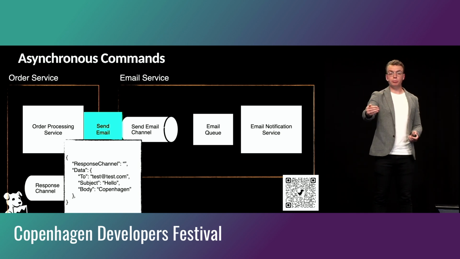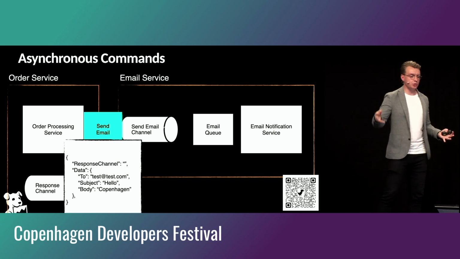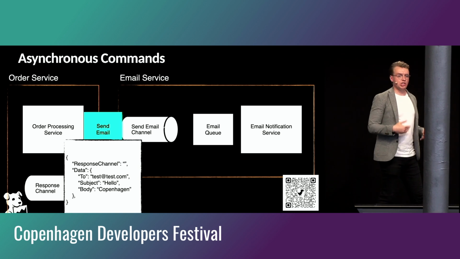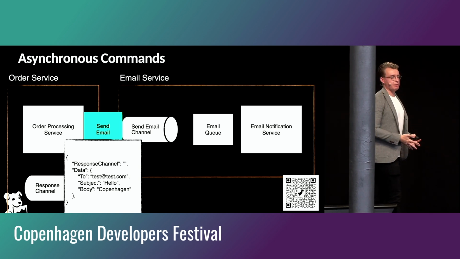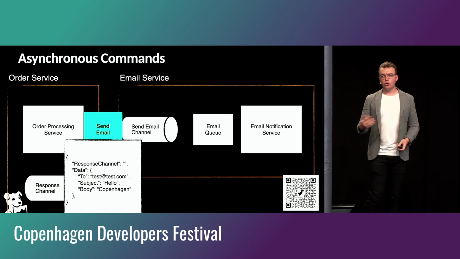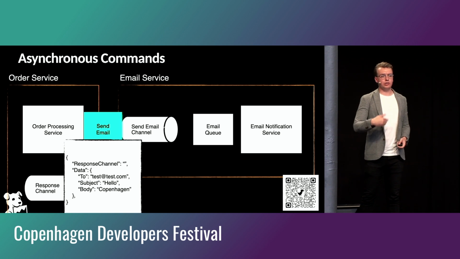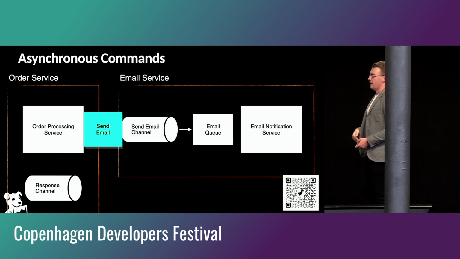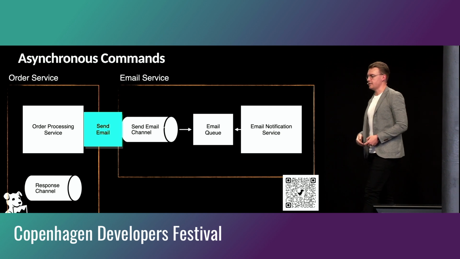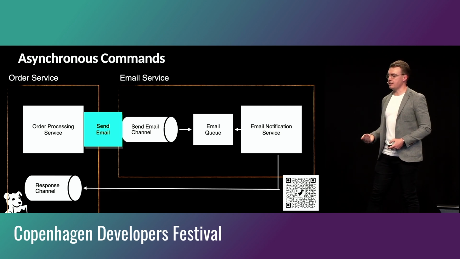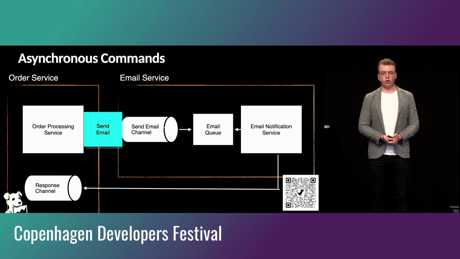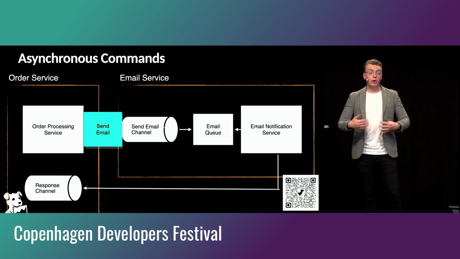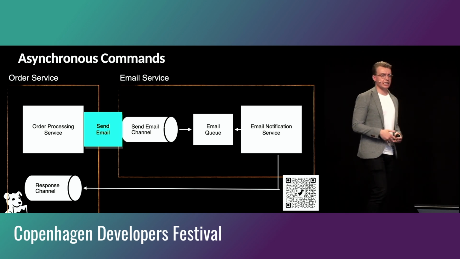The response channel allows you to start to do asynchronous request response. In the command you publish, you can say, actually, I want you to send a response back to give me an update on how things are going. So you send that send email command. You as the order service can go off and start doing other things. That's going to be consumed by the email service. Email service is going to go off and send the email, and then going to make that call back to the response channel. So this is the way you can do asynchronous request response, asynchronous commands.